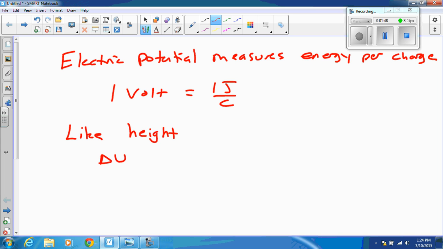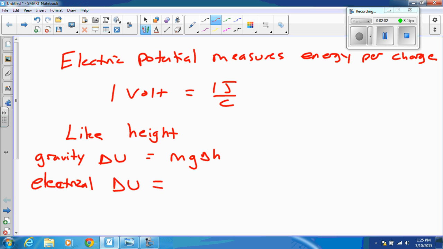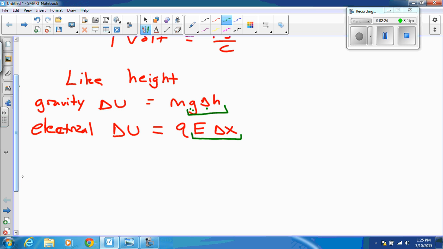So for gravity, we had delta U is equal to mg delta H, right? And for electrical, we're going to have delta U is equal to Q times E times delta X. And so the analogy is that gravitational field times distance is gravitational potential, and electrical field times distance is going to be electrical potential.